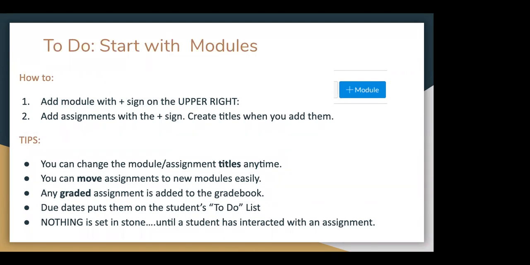Nothing is set in stone until a student has interacted with an assignment. So as soon as you publish an assignment and a student actually goes in and does it, even if you didn't really want them to, it's hard to delete that assignment because Canvas says, no, wait a minute, a student's been here. So you have to kind of move it down and put it in a separate module if you want to adjust it later. So these are all just tips for using modules.